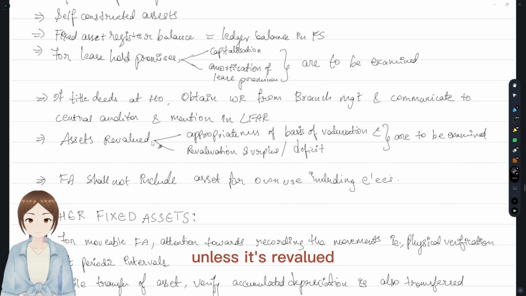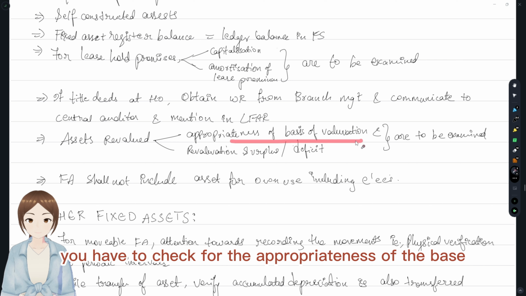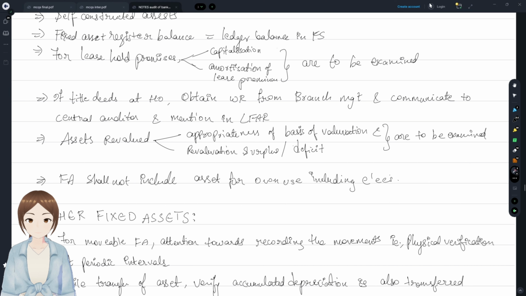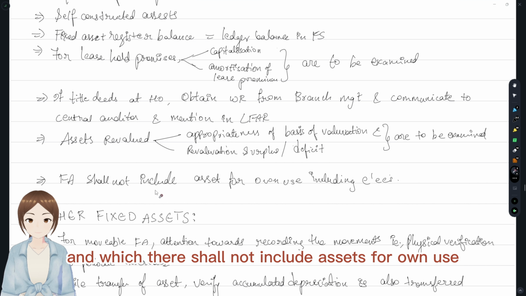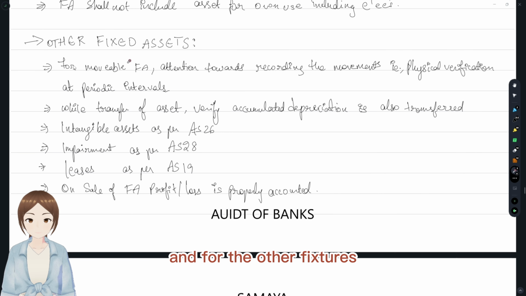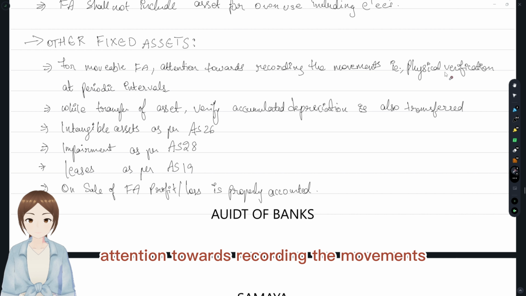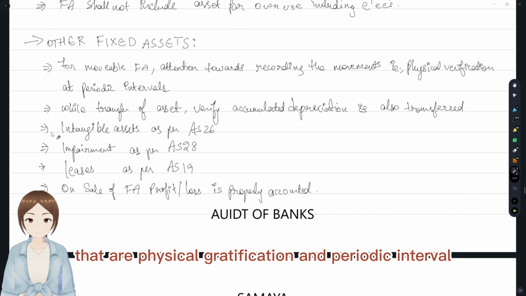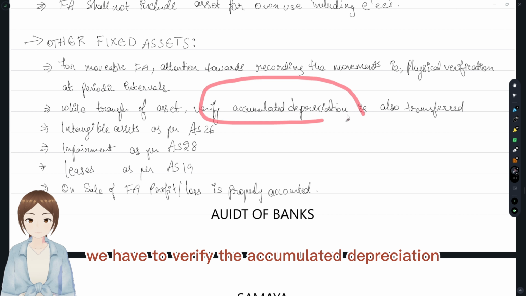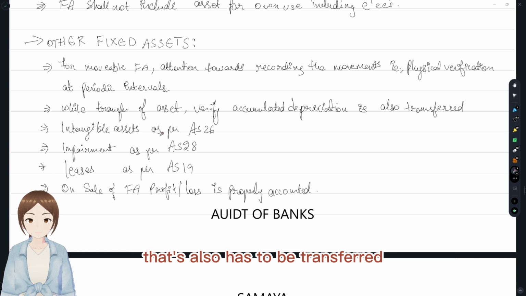And as it's revalued, you have to check the appropriateness of the basis of valuation, and revaluation surplus or deficit accounting are to be examined. And fixed assets shall not include assets for own use, including employees. For the other fixed assets, there's nothing much to remember. For movable assets, attention towards recording the movements, that is physical verification at periodic intervals. While transferring an asset, what do we have to do? We have to verify the accumulated depreciation. That also has to be transferred. We have to check for that.